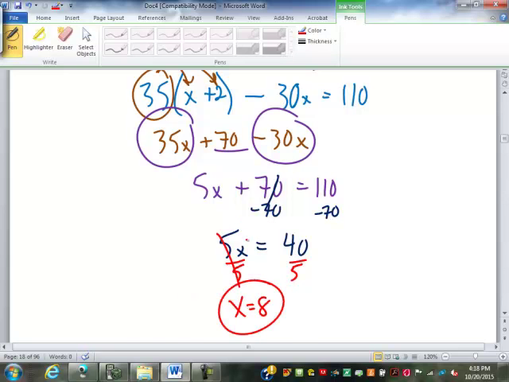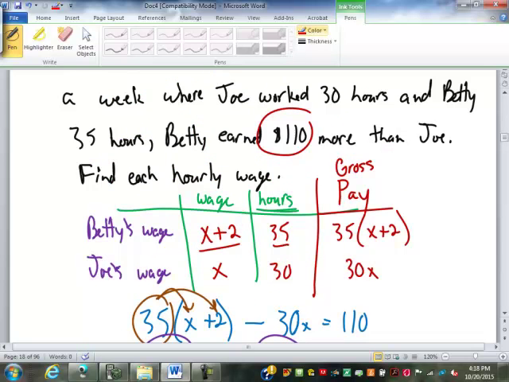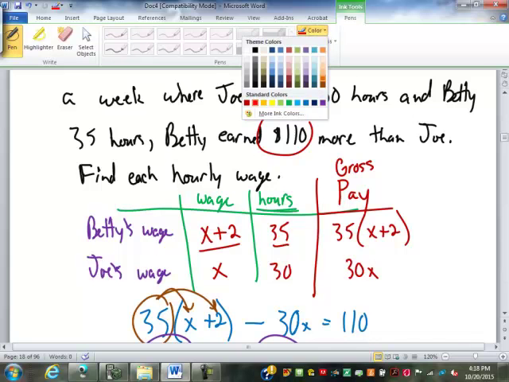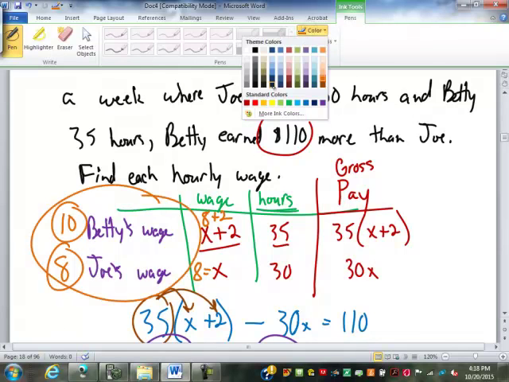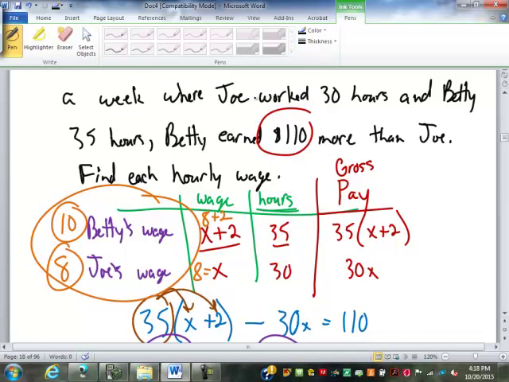All done? No. What do we got to do? 8 is Joe's wage. x is 8. That's Joe's wage. Betty is 8 plus 2, or 10. Assuming dollars per hour, of course.